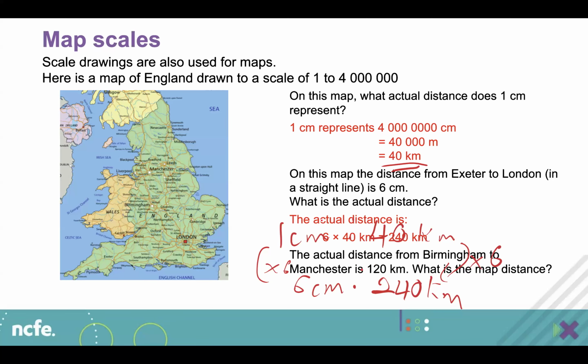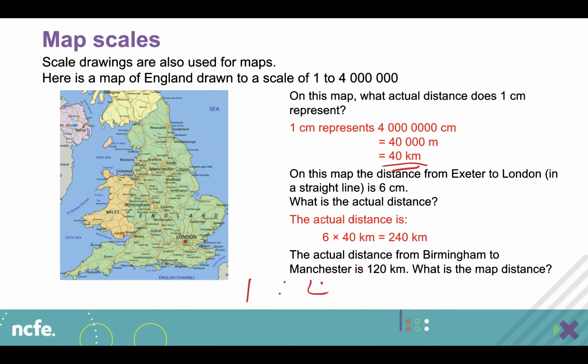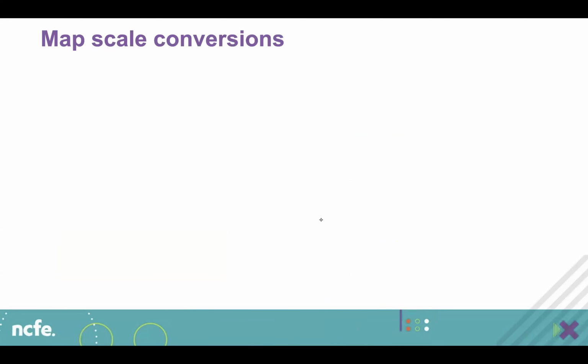The actual distance from Birmingham to Manchester is 120 kilometers. What is the map distance? So if we do again the ratio 1 to 40 kilometers, to get to 120, all you do is multiply by 3. So multiply this by 3 as well. It equals 3 centimeters. So the answer is 3.